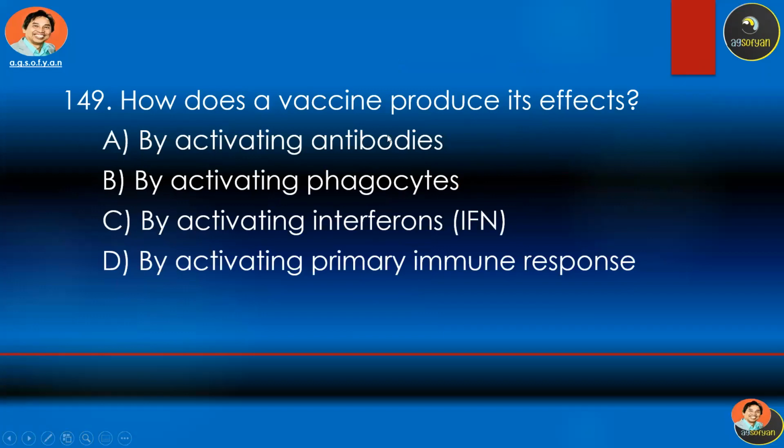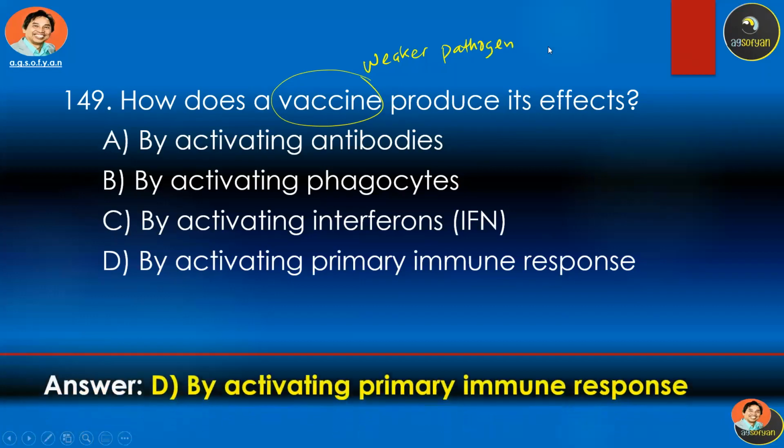How does a vaccine produce its effects? A, B, C, or D? Okay, so a vaccine is actually a weak type of disease or pathogen that is injected into our body. It will activate our immune response, which is the B cells and the T cells.